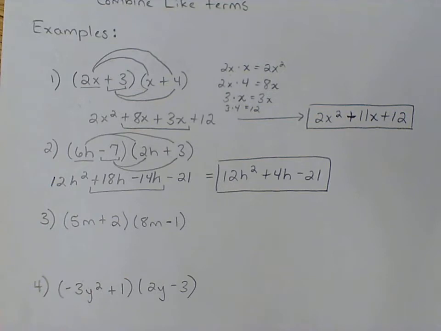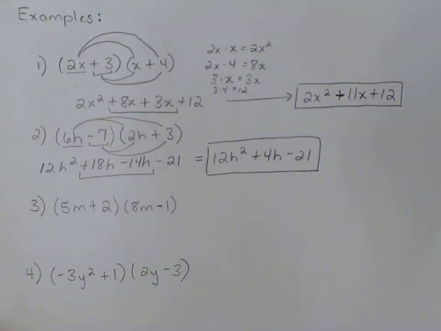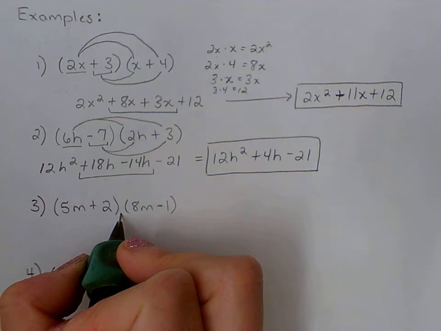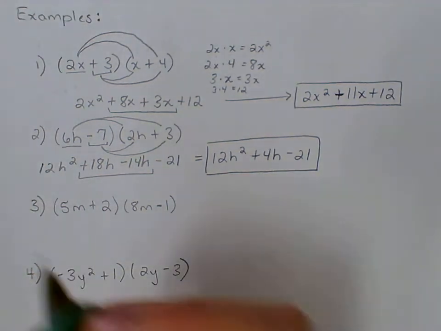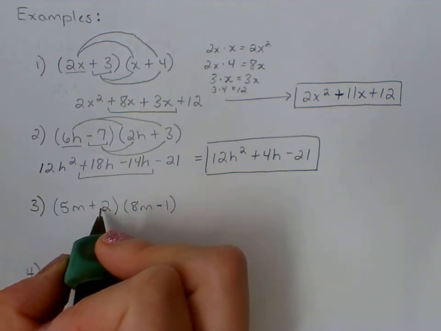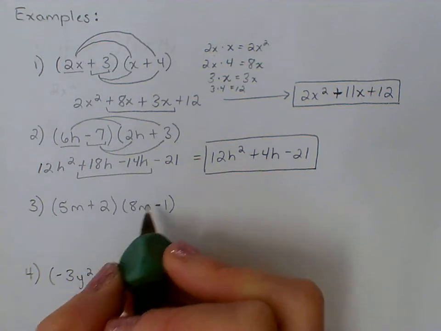So hopefully you're starting to see how this works. Okay, so if you want to pause it and see if you can do the next one, you can. But I'm going to work it out. So this one, notice between the parentheses there's nothing, so that's what tells me you're multiplying. And so you've got the 5m and the 2 that you're going to distribute one at a time times everything that's in this parentheses.